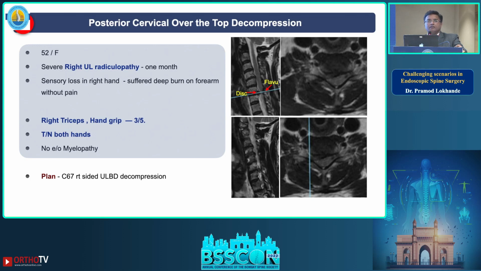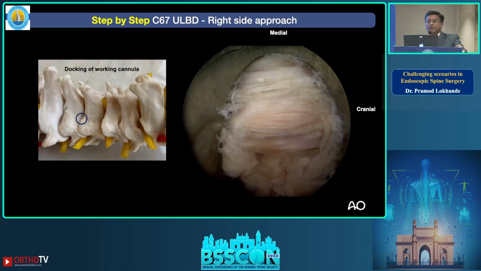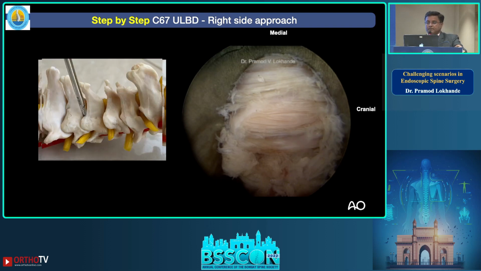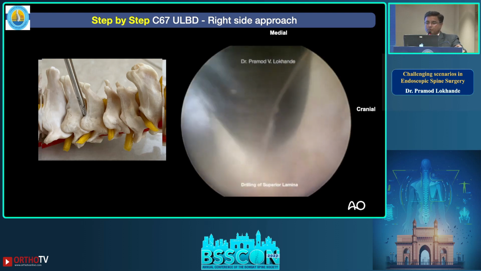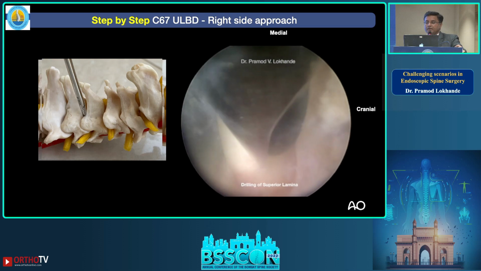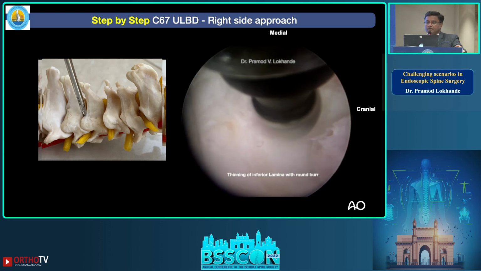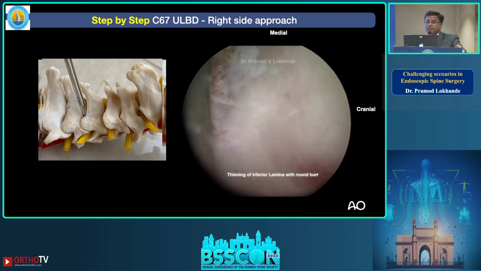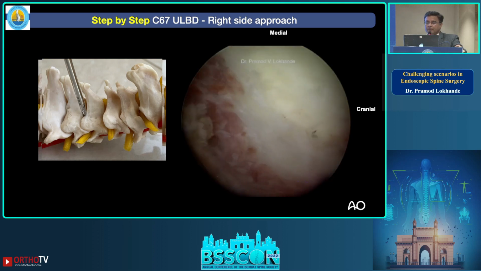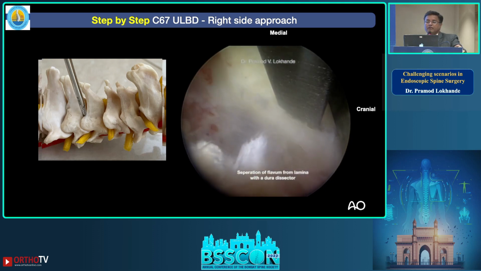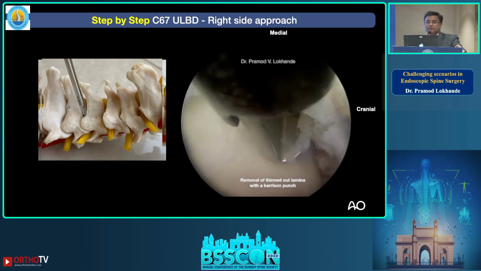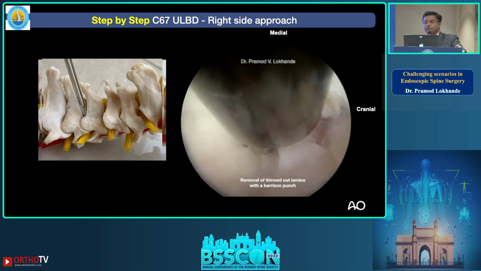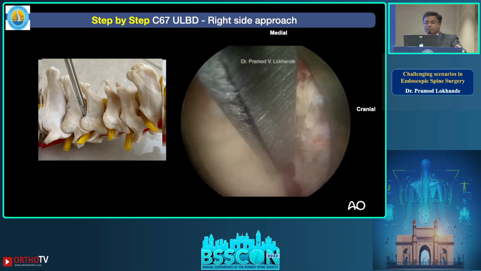So we planned a cervical laminectomy by over-the-top decompression, and this is how we planned. We dock the cannula in the interlaminar space. Once the endoscope is inserted, some muscle fibers are removed to expose the V of the cervical spine. This is drilling of the superior lamina. This is drilling of the lateral part, the medial part, and this is drilling of the inferior lamina. The aim is to thin out the lamina so that the ligamentum flavum can be dissected off, and we can remove the rest of the lamina with the help of a tube sheath punch or a microkerrison punch.